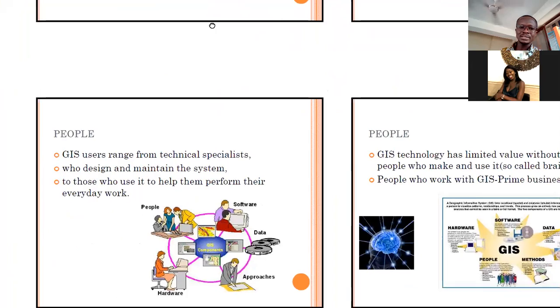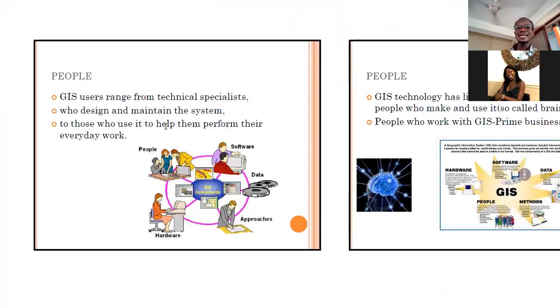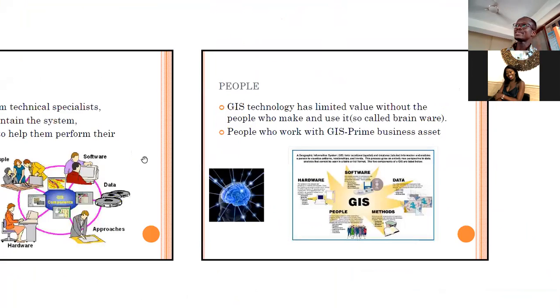As homework, go and look at it. So the people in GIS make up everything. Those who are creating the system for you, those who are using the system, they are all part of it. GIS people range from technical specialists who design and maintain the system to those who use it to help them perform tasks. Sometimes you have those who are developing it, and then you have those who actually use it. There are two different kinds of people altogether.